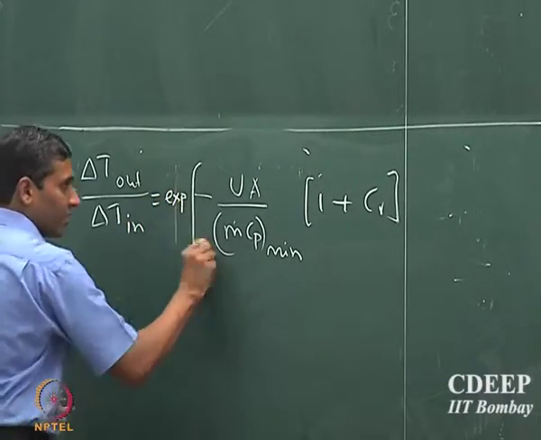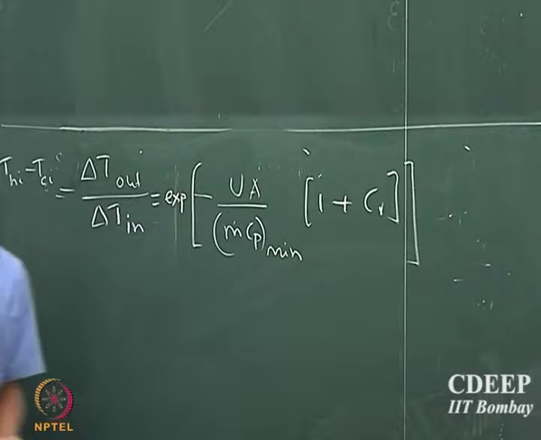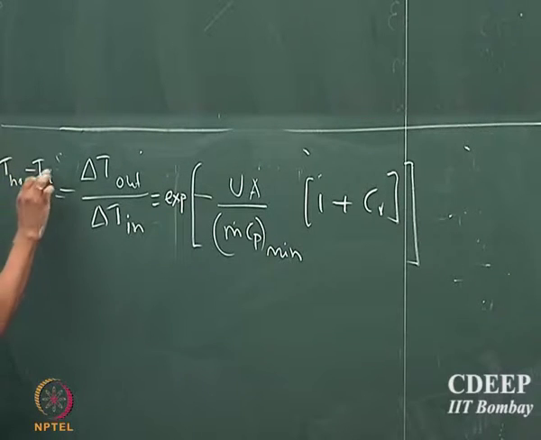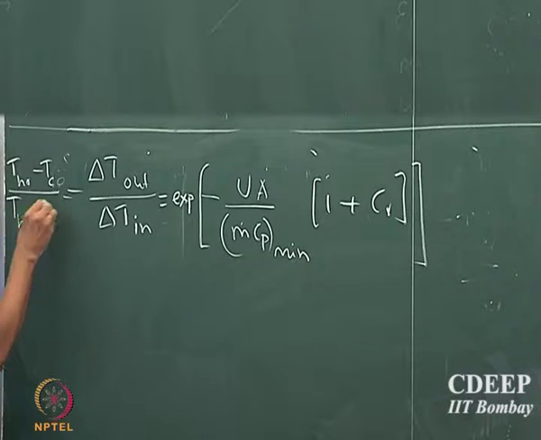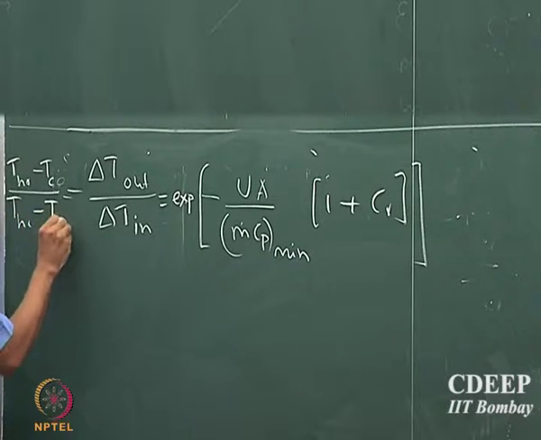Please add an exponential. Okay. So, T out is Tho minus Tco. So, that is why it is a parallel flow. We are looking at parallel flow divided by Thi minus Tci. That is the inlet stream.